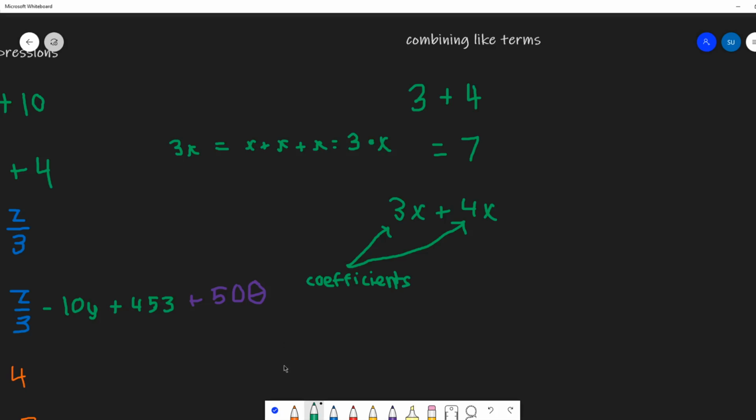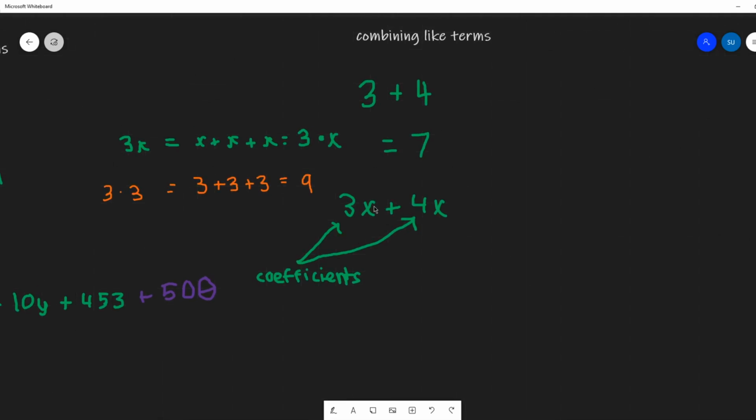Actually, let me say this real quick. If we were to say something like 3 times 3, basically it's the same exact thing. 3 times 3 is the same thing as 3 plus 3 plus 3, which is 9. So if you have the coefficient of a term, and the variable that the coefficient is applied to is the same as another term right here.